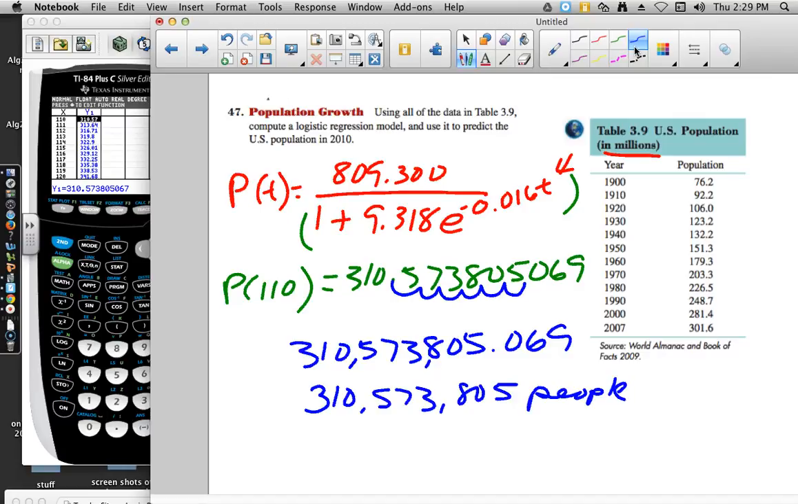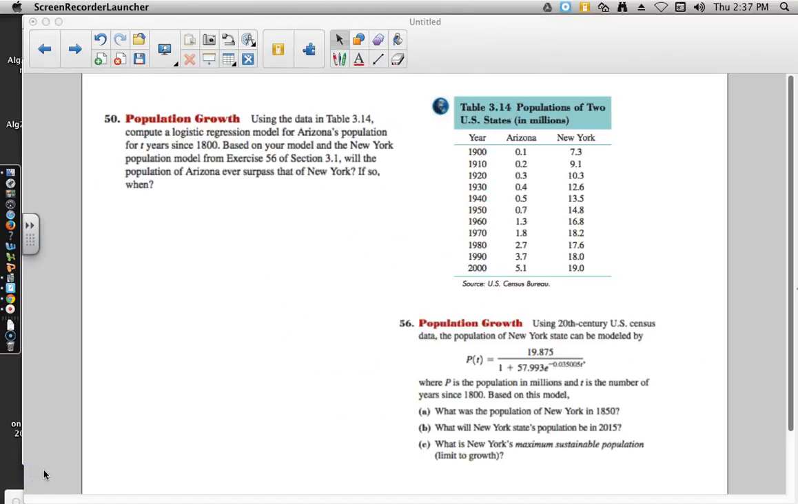And we have 310,573,805 for our prediction for the year 2010. 50 is the next one on the list.